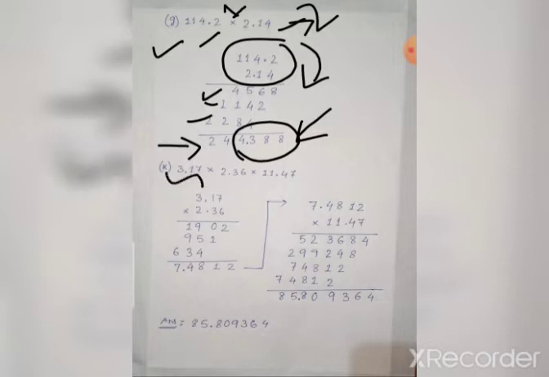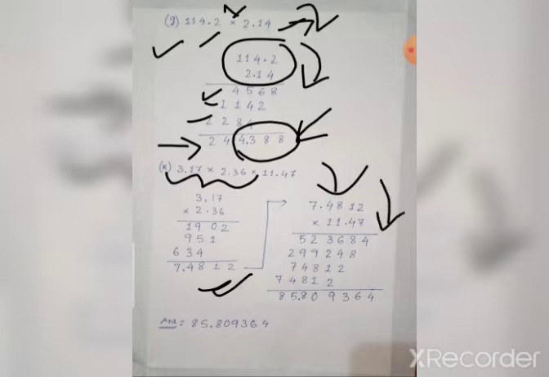Multiply 3.17 and 2.36. Then we get the answer, this one. Then place this answer here, and after that multiply by 11.47. And remember one thing also, how to place the numbers: place them as ones, tens, hundreds, etc. Okay, then the final answer will be this. So try to understand this video carefully and do the rest of the questions as homework.